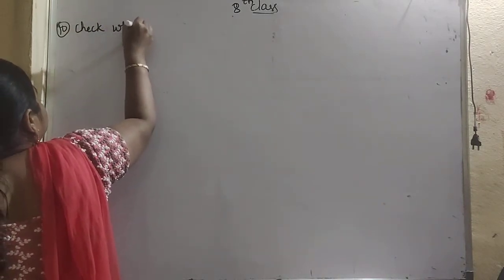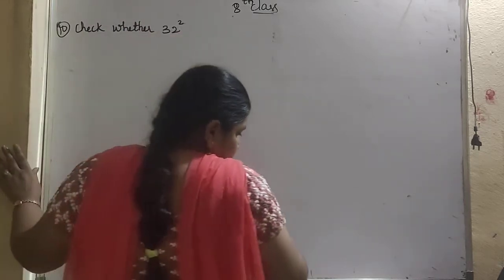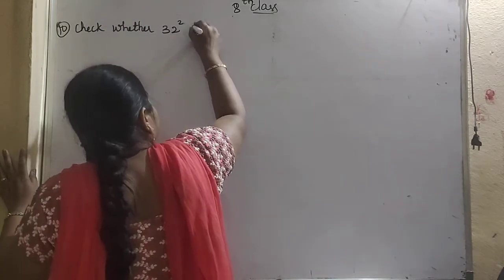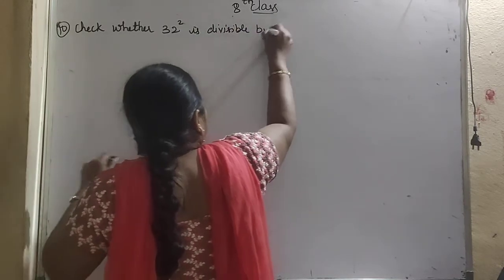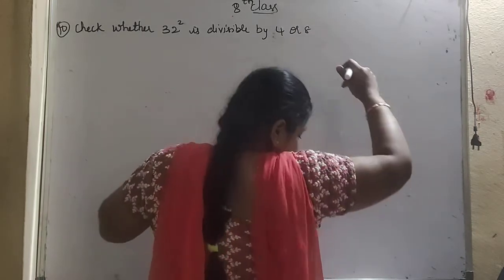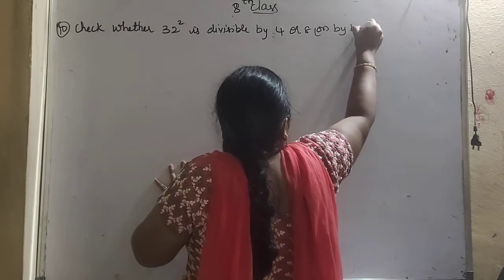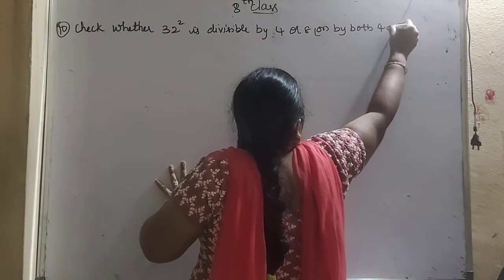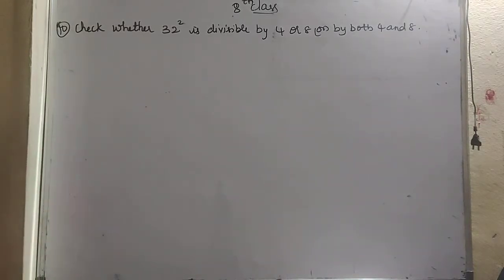Check whether 32 square is divisible by 4 or 8, or by both 4 and 8. So we have to check like before problem only.